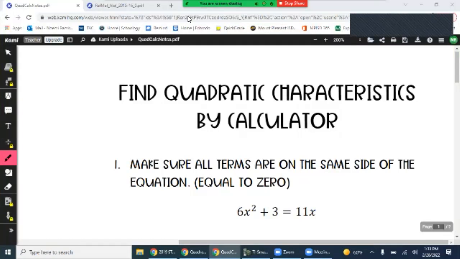Okay, so essentially what we're going to be finding is the vertex. There are some other characteristics you can find along the way while you're trying to find the vertex, but as long as you can find the vertex using just a calculator, then everything from there can be found using just the vertex.